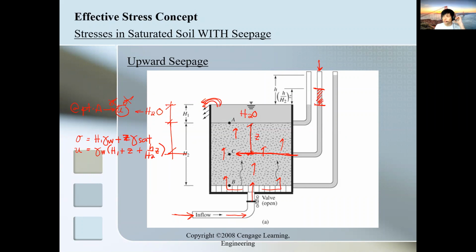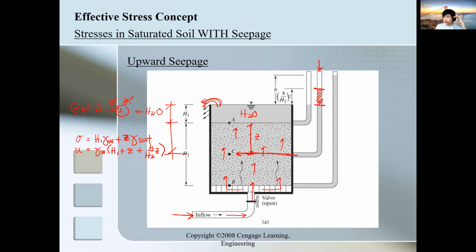Which is obvious because the flow is upward, right? Meaning that is positive energy, or we have an added energy to let the flow of water go through the particular soil. So it's like being pushed, right? It's like we need extra effort or extra energy.